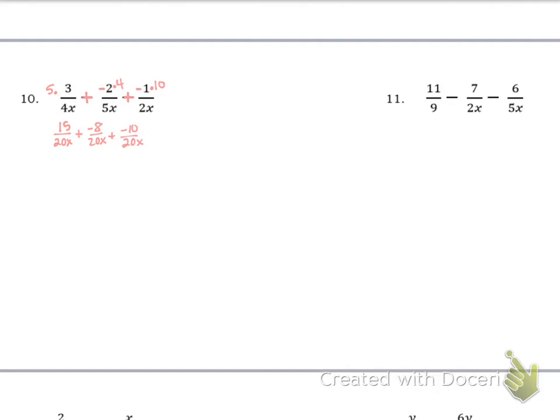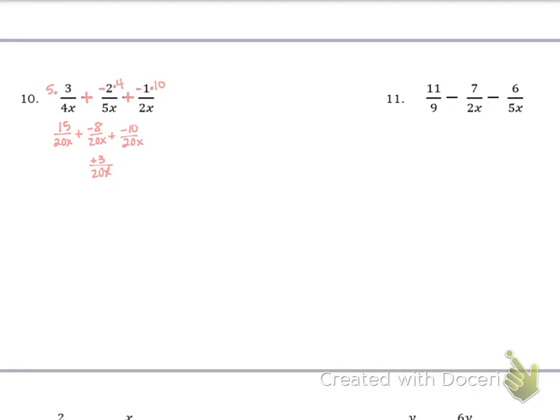15 minus 8 minus 10 is going to get me a negative 3 over 20x, sharing that common bottom. Oops, it's a positive 3. Positive 3.